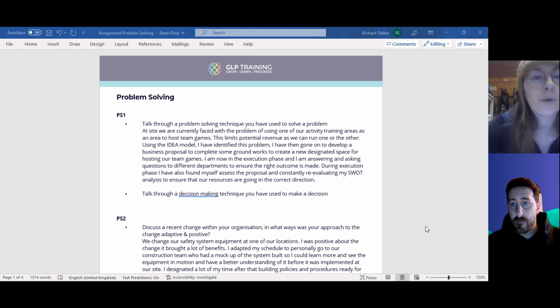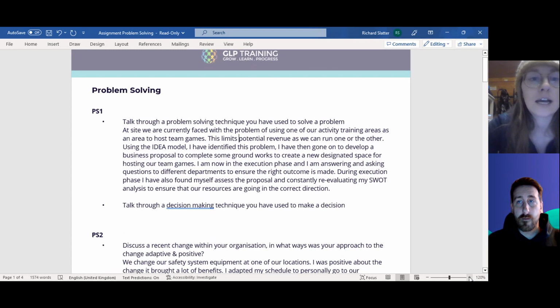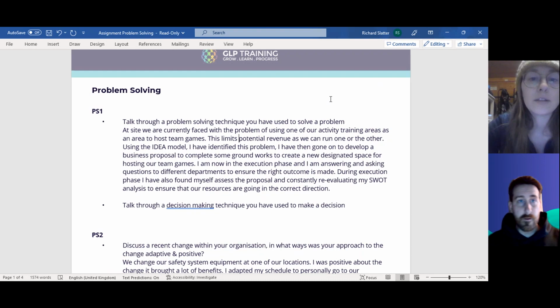Question 1: talk through a problem-solving technique you have used to solve a problem. At site, we are currently faced with the problem of using one of our activity training areas as an area to host team games. This limits potential revenue as we can run one or the other. Using the IDEA model, I have identified this problem. I have then gone on to develop a business proposal to complete some groundworks to create a new designated space for hosting our team games.